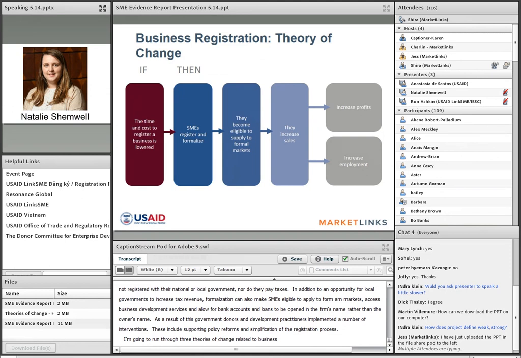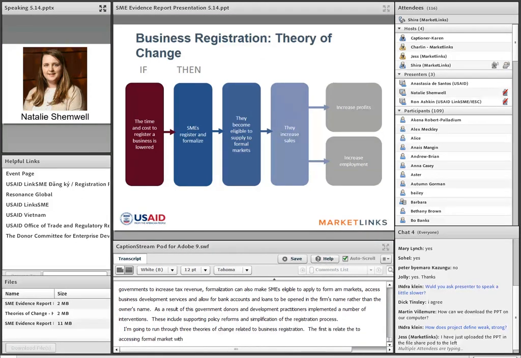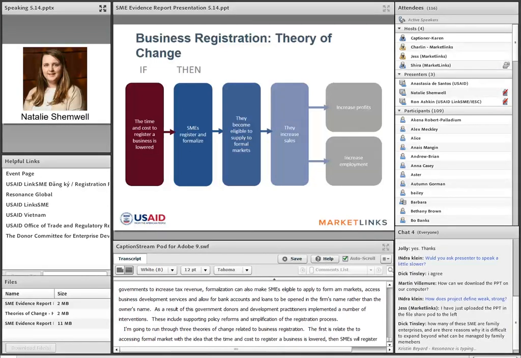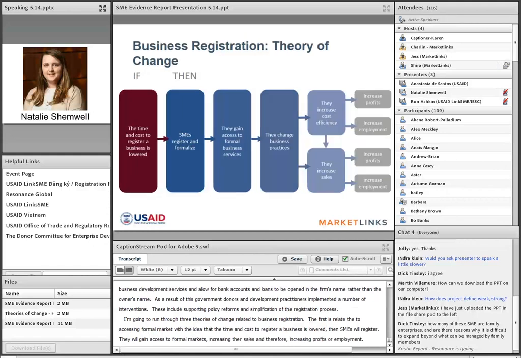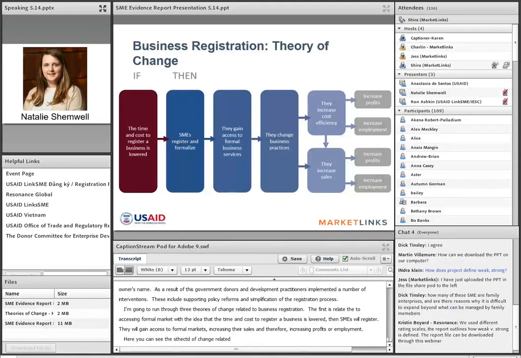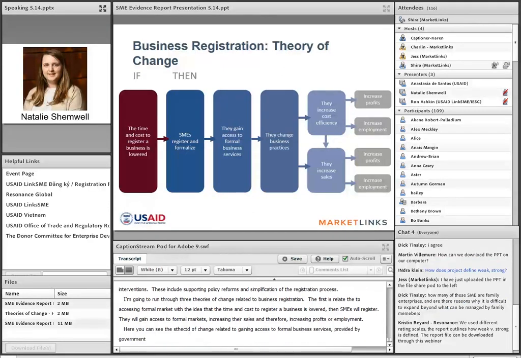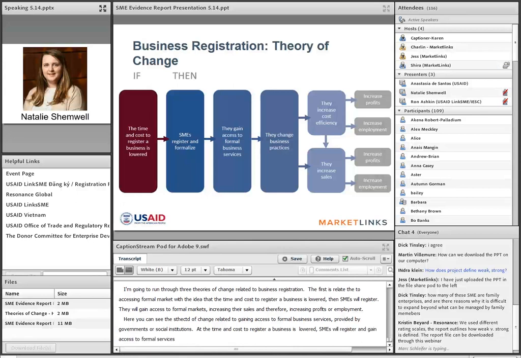The first is related to accessing formal markets, with the idea that if the time and cost to register a business is lowered, then SMEs will register, they will gain access to formal markets, increasing their sales and therefore increasing profits or employment. Here you can see the second theory of change, which is related to gaining access to formal business services provided by governments or formal institutions. So if the time and cost to register a business is lowered, then SMEs will register, they gain access to formal services, which leads them to changing their business practices, which eventually leads to an increase in profits or employment through an increase in sales or cost efficiency.